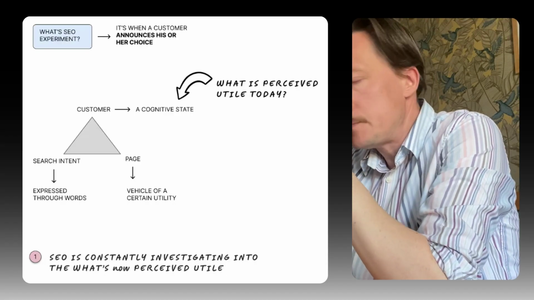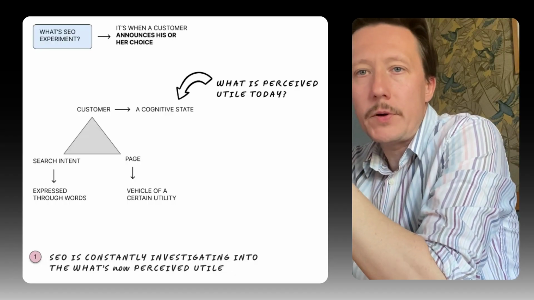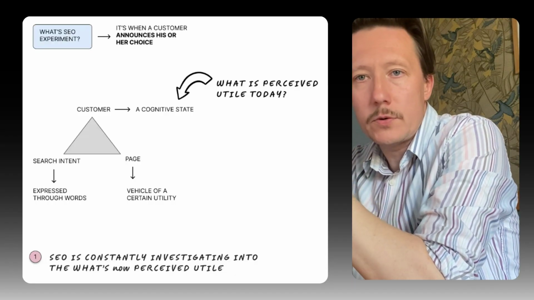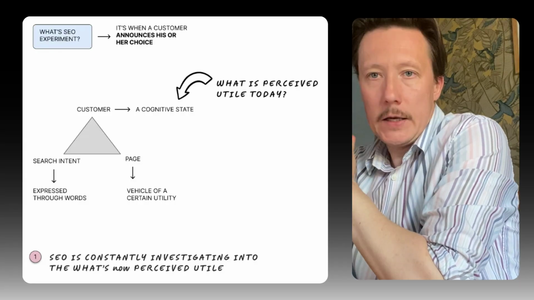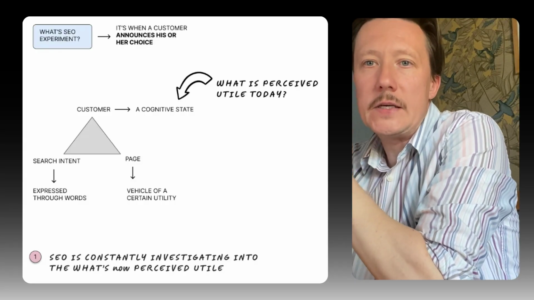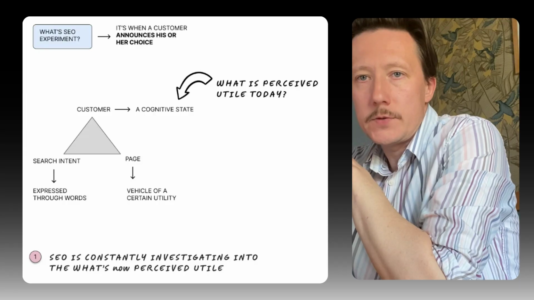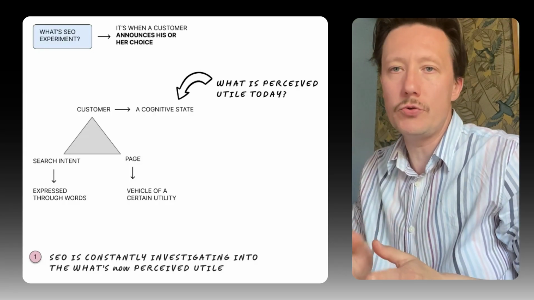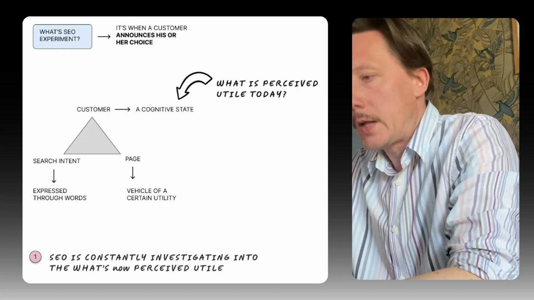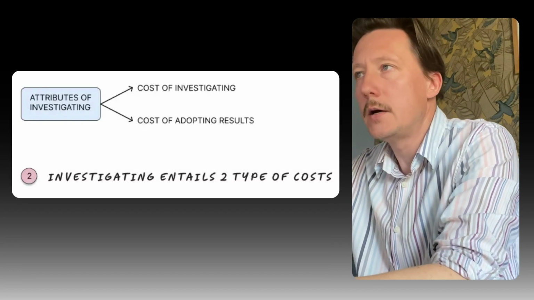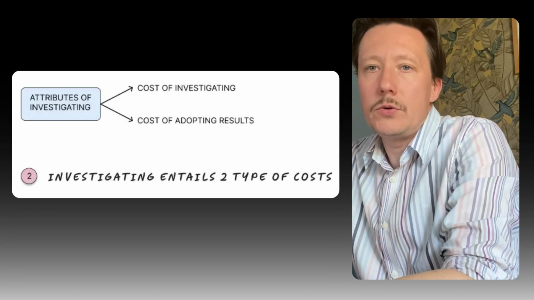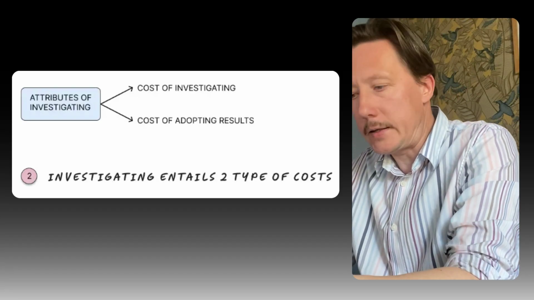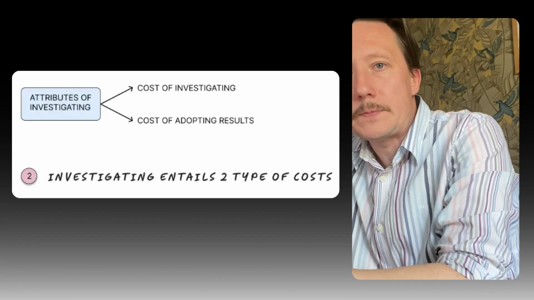In a sense, a person who is doing an experiment, or an organization, this is an SEO unit, is doing constant investigating into the actual state of a customer utility. What is perceived as utility today, as of now? This investigating goes with two attributes. First is the cost of investigating, and then it's the cost of adoption of results.